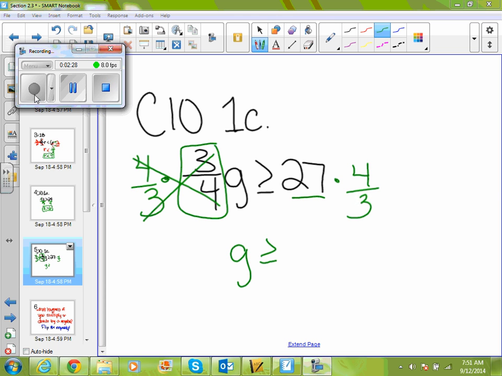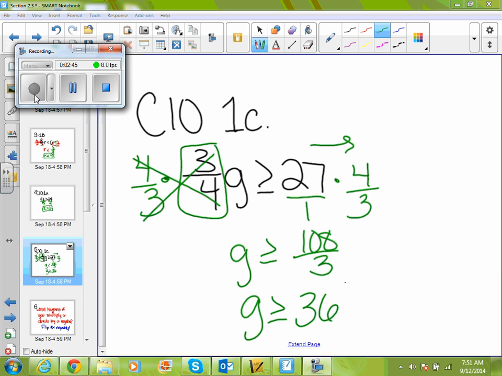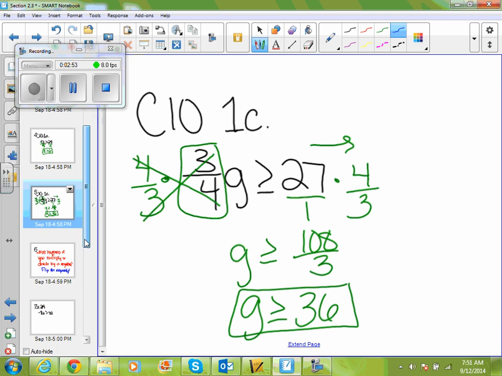We need to put a 1 underneath my 27 and then multiply straight across. 27 times 4 is 108. 1 times 3 is 3. And when I simplify, 108 divided by 3 is 36. So g is greater than or equal to 36. So those were all fairly straightforward.